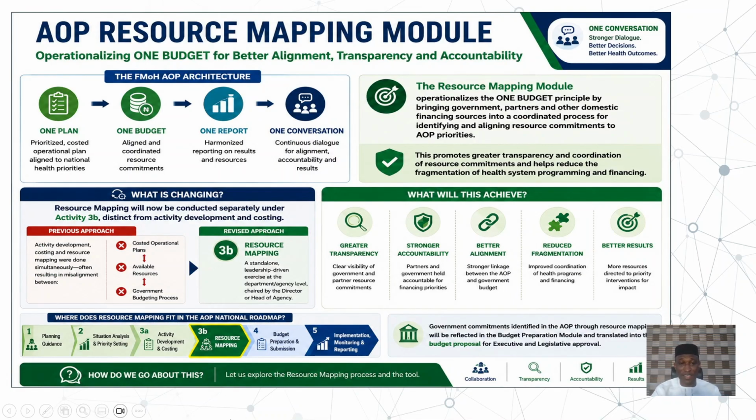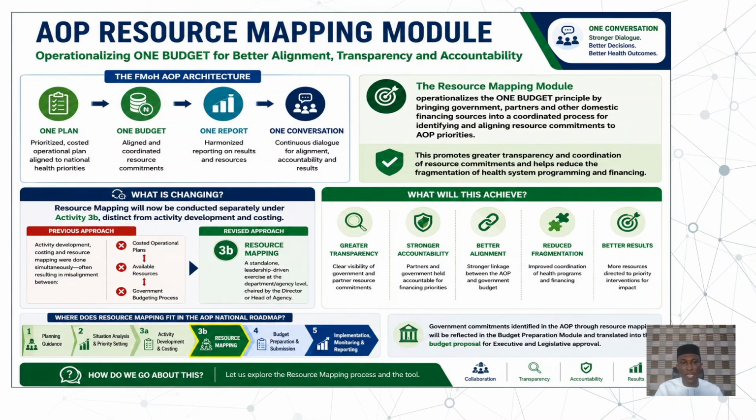The FMOH AOP architecture is designed around alignment principles of one plan, one budget, and one report, creating a unified platform for one conversation and continuous day-to-day dialogue for alignment, accountability, and optimal health outcomes. The resource mapping module is what operationalizes the one budget principle, which is the nexus between one plan and one report. If we can get the financing right, both provision and consumption of healthcare goods and services will be right.